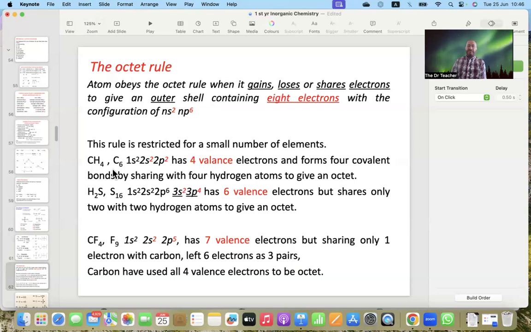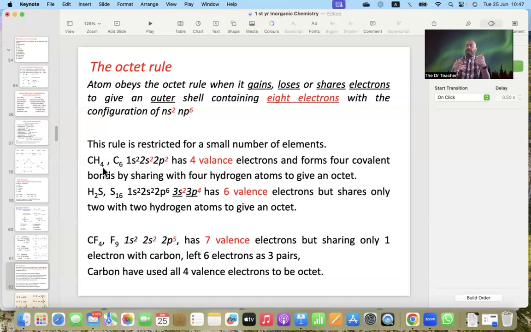So carbon is 6: 1s2, 2s2, 2p2. How many valence electrons does the outer shell have? 2 and 2, that's 4. So how many hydrogens do we need to make an octet? We need 4 hydrogens. That will form methane. Methane is formed from 1 carbon and 4 hydrogens.